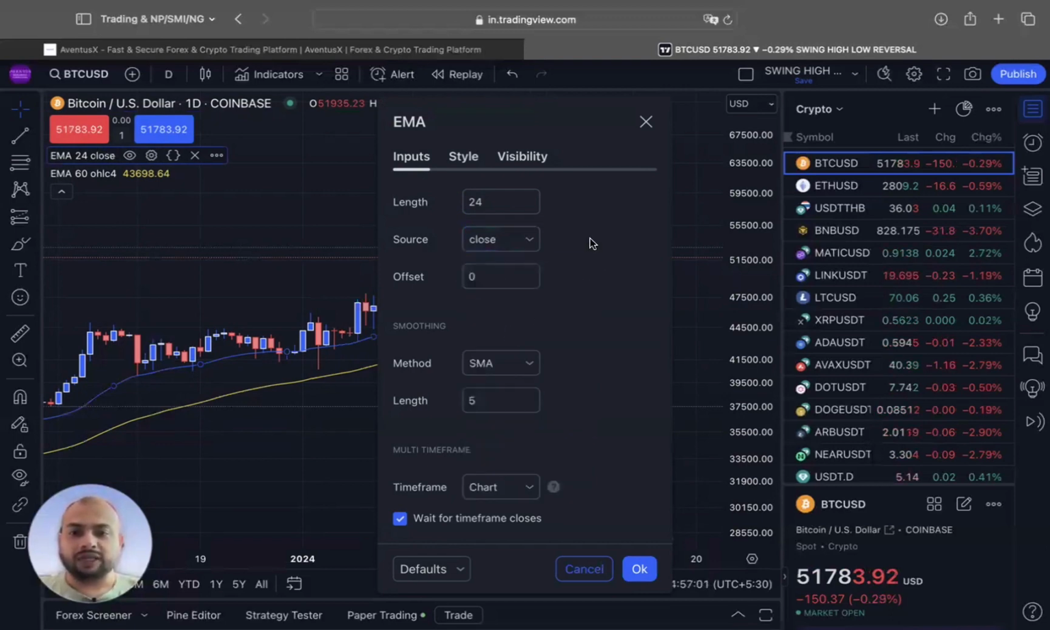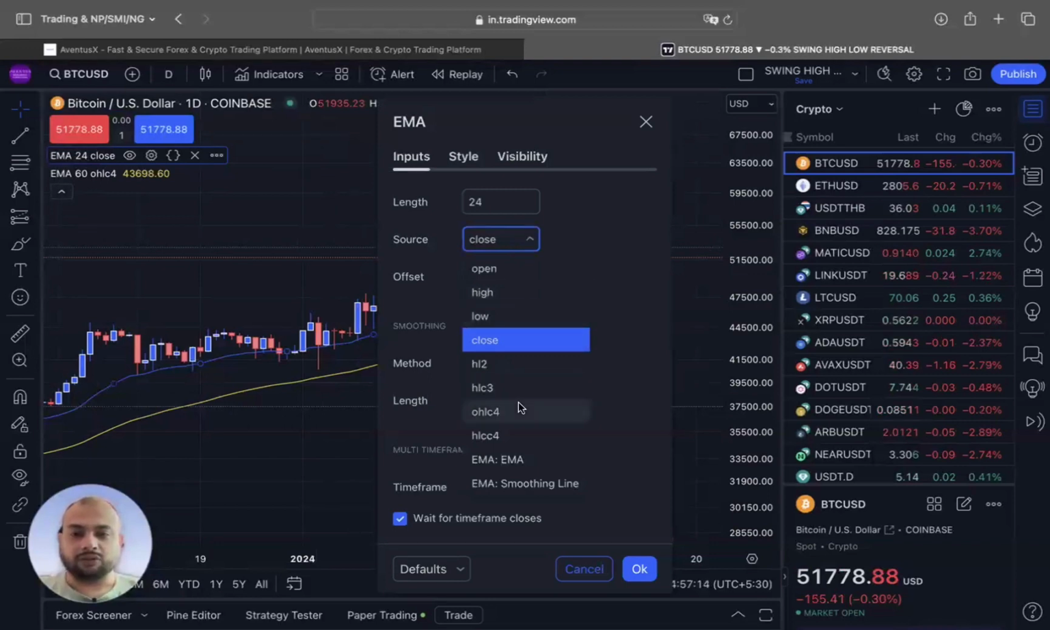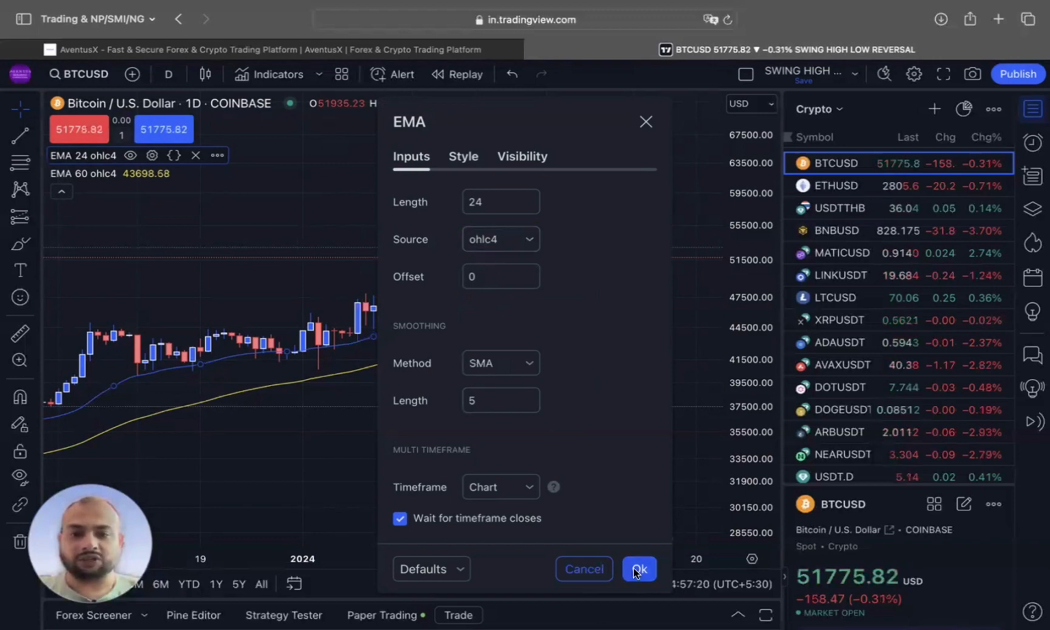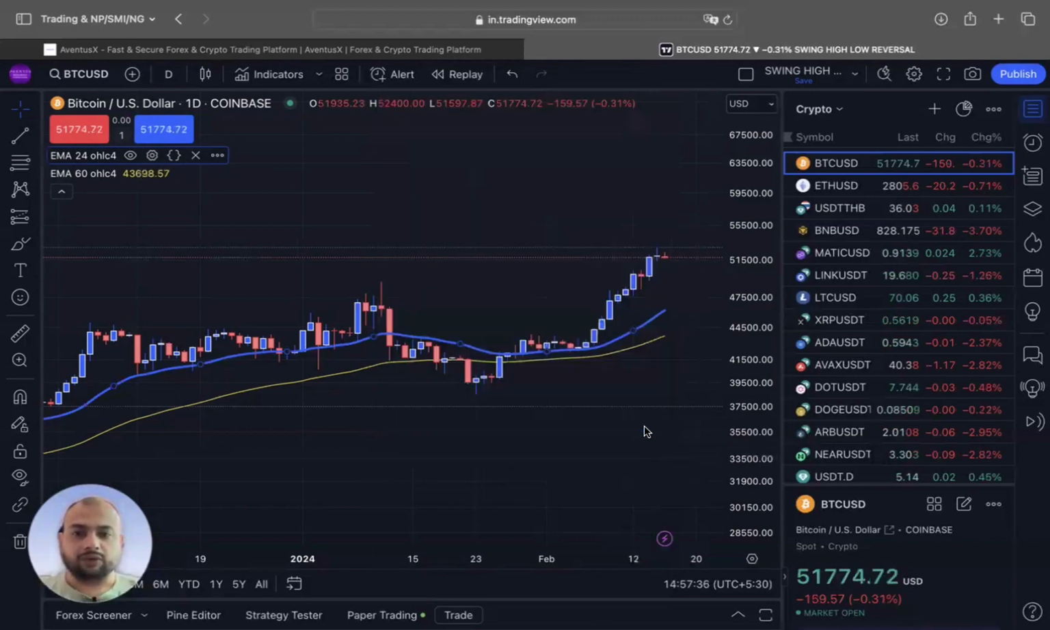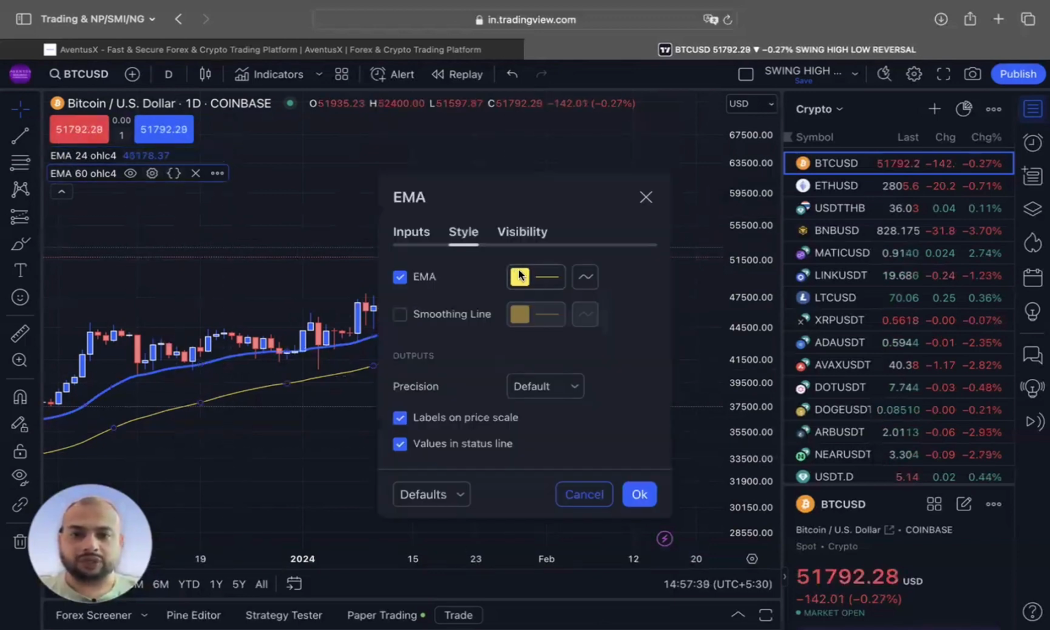By default it will be calculating the exponential moving average using the close price of any particular candle for the time frame that you have chosen. But we have to change it to open, high, low, close divided by 4, which is the average of the entire candle. Here you don't have to bother about the smoothing process. You can just keep it SMA 5 and press OK. If you want, you can keep the style as blue color, as I have kept for 24, so that it is easier to read quickly.